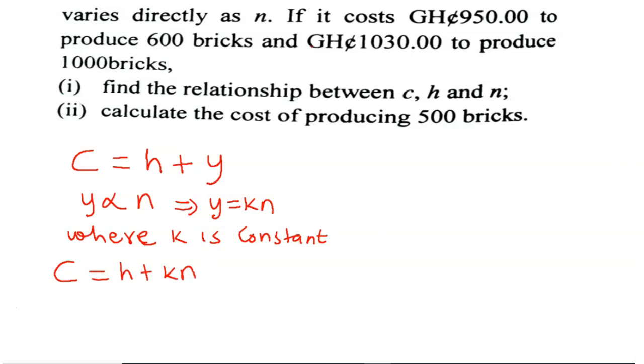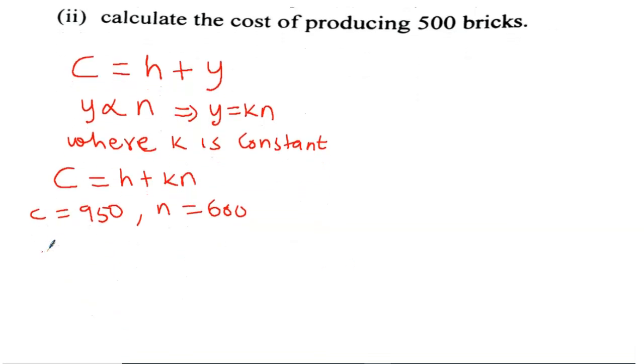So, as I said in the first example, always the initial values of the variables concerned will be given, and that is what you use to find the constants. So this time we have two constants, h and k. So in the first place, the cost is 950, and then n is 600. So let's substitute. So which implies that 950 is equal to h plus 600k. This is our equation 1.